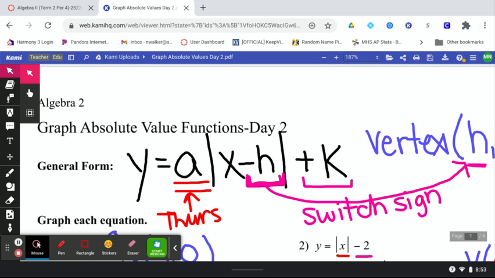We'll have some that are skinnier, some that are fatter, some that flip upside down. But that is the extension. That's the new part. That's technically the Algebra 2 part of this. And then we will do an in-class assignment on Friday.